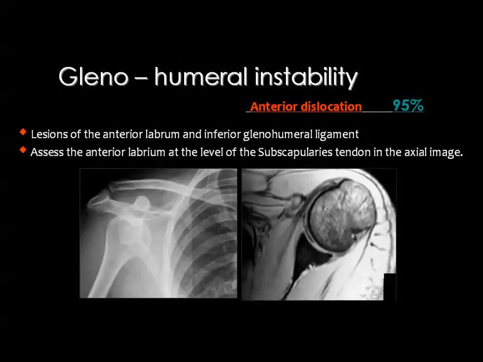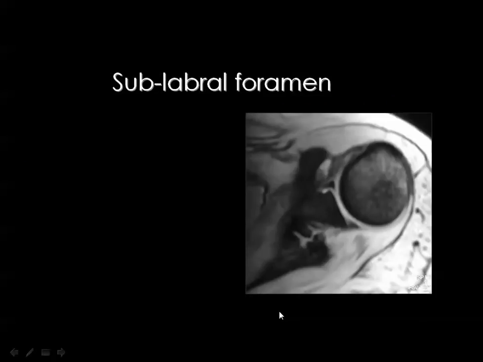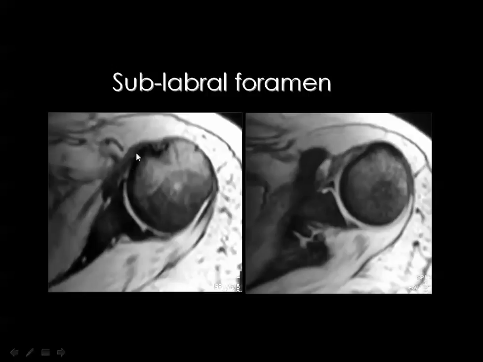glenoid labrum and the glenohumeral ligament, which are responsible for the anterior instability, in the axial images, looking for injuries of the anterior glenoid labrum. One point to be mentioned is where to evaluate the anterior labrum for tears. The most suitable site is wherever you see the subscapularis tendon; then you look posterior to it, and you see the triangular configuration of the labrum.